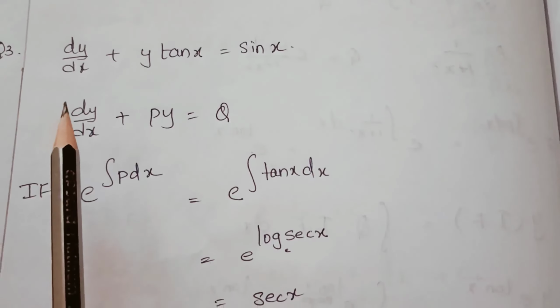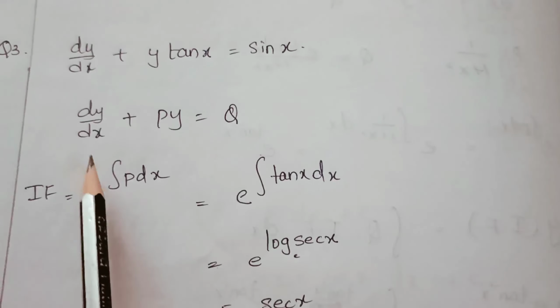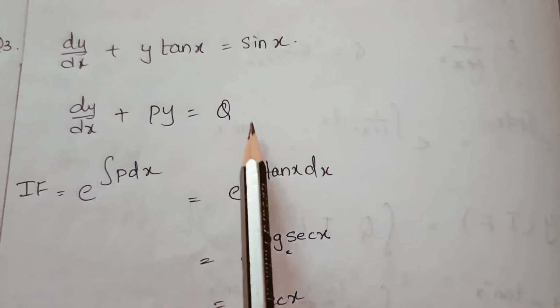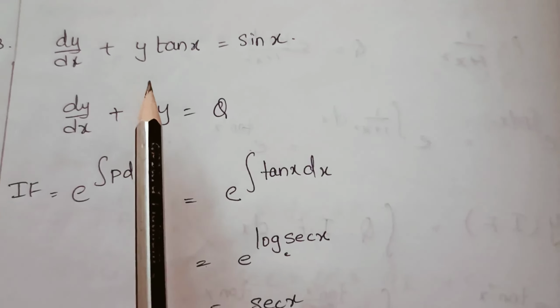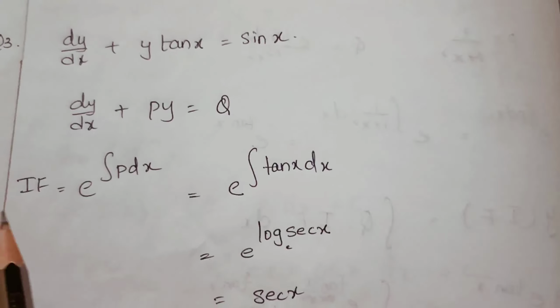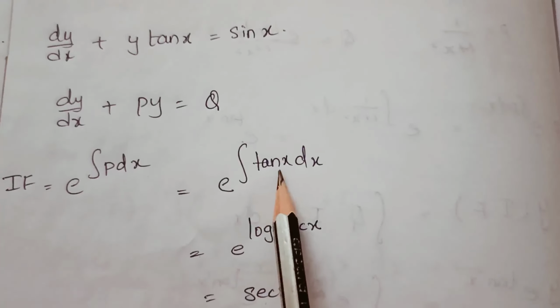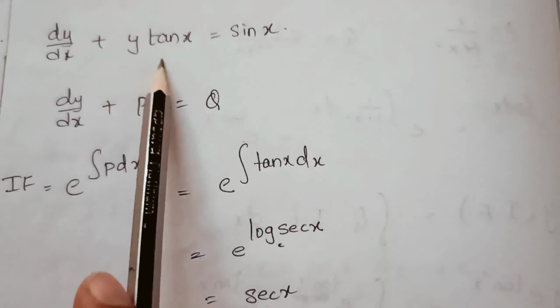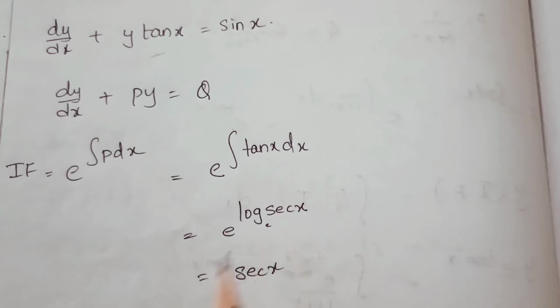Question number 3. dy by dx plus y tan x is equal to sin x. It is of the form dy by dx plus py is equal to q. It is linear in y because y is coming only one time and its degree is 1. So the integrating factor will be e to the power of the integral of p dx, that is e to the power of the integral of tan x dx, which is e to the power of log secant x.